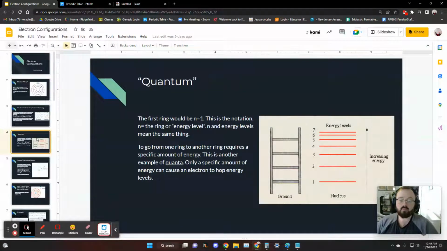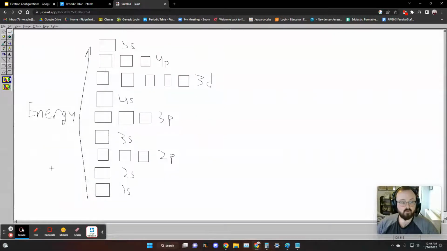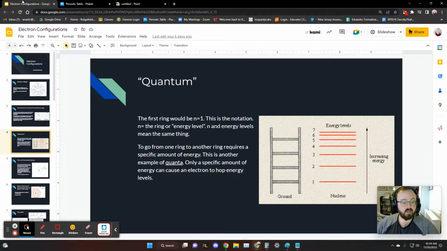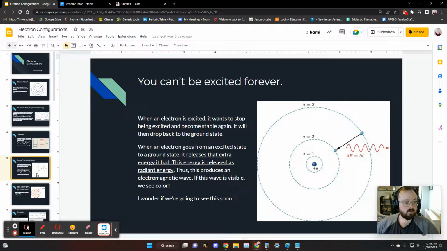This idea of a quantum tells us that there are distinct energy requirements to go from one energy level to another energy level. And this holds true for the orbitals as well. So when we get to our orbitals here, which is my wonderfully drawn MS Paint version, going from the 1s to the 2s requires an amount of energy, just the same as going from n equals 1, the first energy level, to n equals 2, the second energy level. It requires a specific amount of energy in order to do that. It has to be that amount.